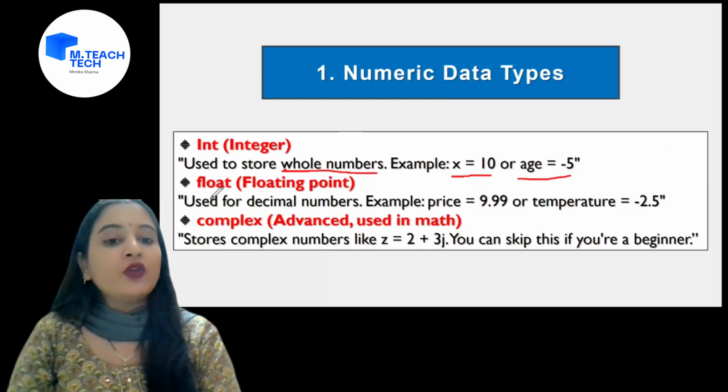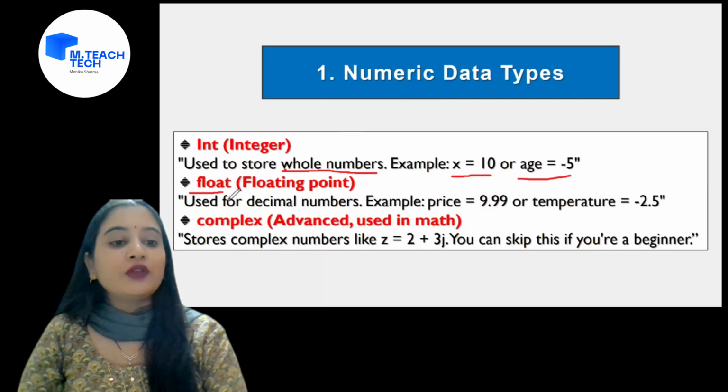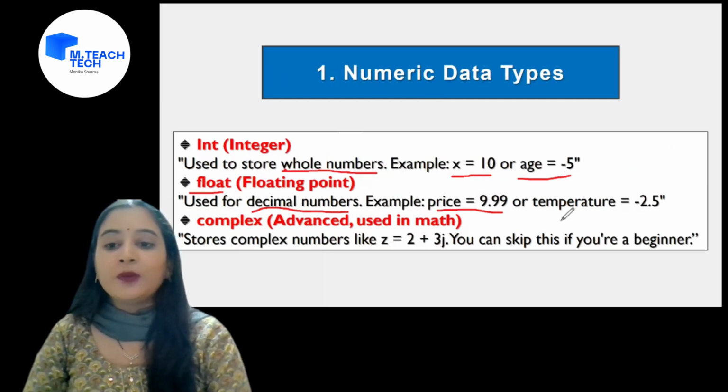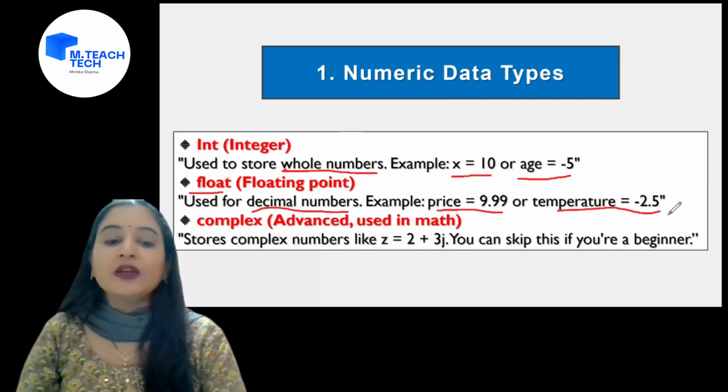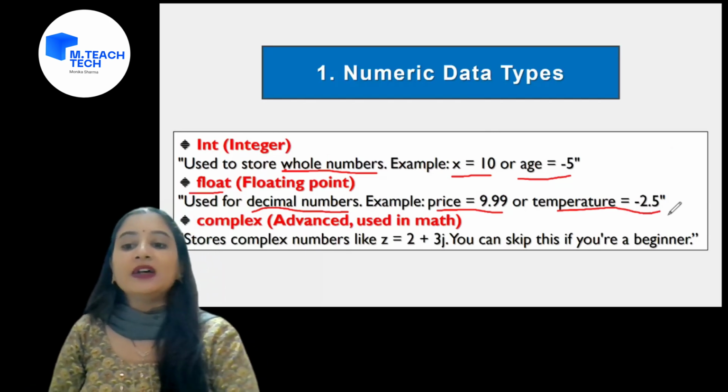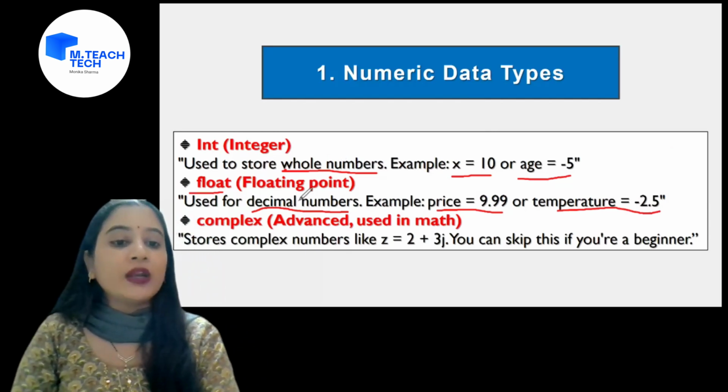Next is float, floating point. In short, we can say float. It is used for decimal numbers. You know what decimal numbers are. You can see the example also: price equals 9.99 and temperature equals minus 2.5. You can see in the example that you can take a positive value and you can also take a negative value in a floating point number.